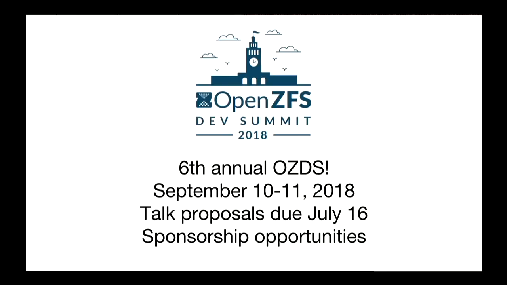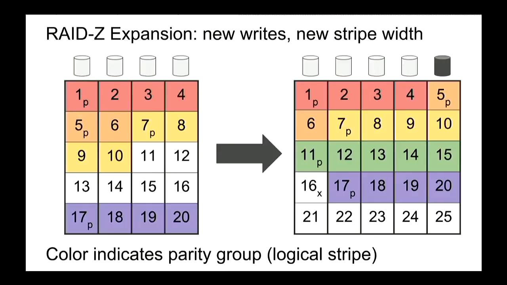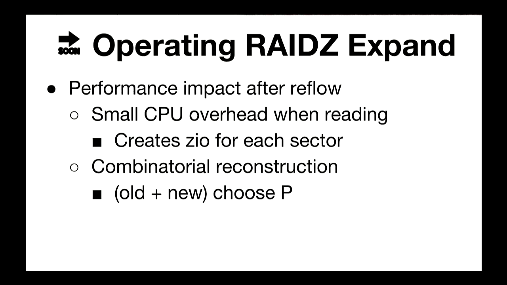Your slide about performance impact of expansion, is that performance impact worse than what it would be if you set up the RAID Z pool with that many devices initially? Yeah, so the performance impact after reflow, this is all talking about how this would be different than if you had just done it that way from the beginning. And same with the device removal, that's the impact after removal, as opposed to if you had just started the pool in that configuration.